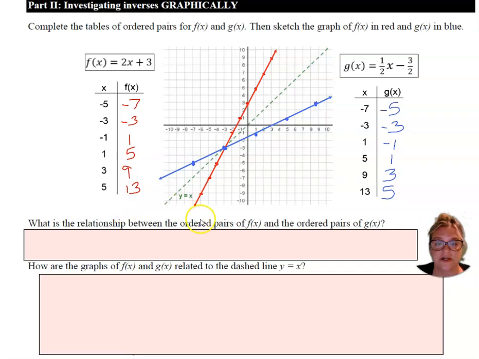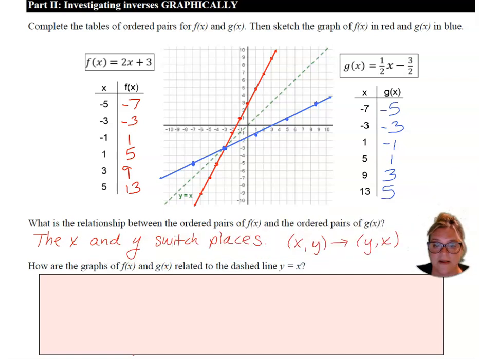Okay, so what is the relationship between the ordered pairs of f of x, that's our red function, and the ordered pairs of g of x, that's our blue function? If we look at our first pair here, (-5, -7), we can see that they switch places, (-7, -5), right? (-3, -3), if I switch them, they look the same. But (-1, 1), I can see they switch places and become (1, -1). (1, 5) becomes (5, 1). (3, 9) becomes (9, 3). (5, 13) becomes (13, 5). So the relationship between the ordered pairs: the x and the y switch. (x, y) becomes (y, x).